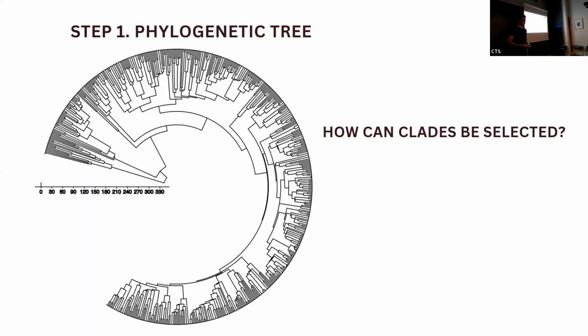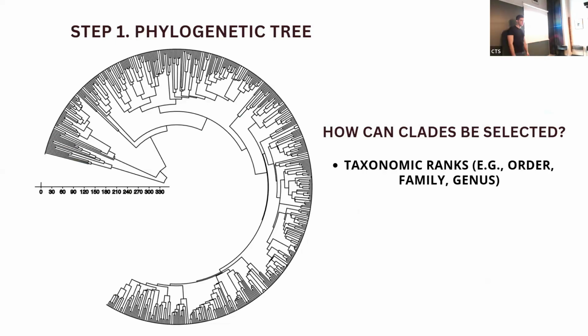If we go through the literature, we can find at least three main ways of doing that. The first one is that we can select clades based on taxonomic ranks, let's say select by order, genus, family. But this could be challenging because what's the best resolution, or the best taxonomic level, to select for the study you are interested in?